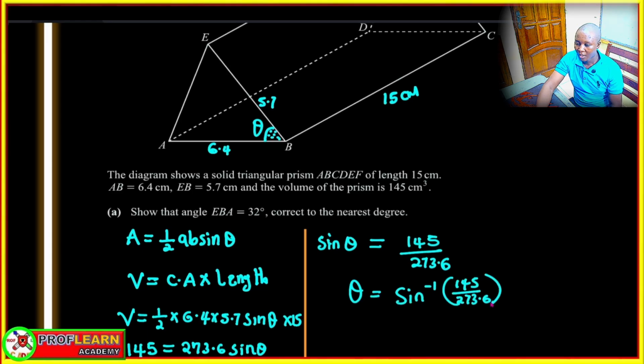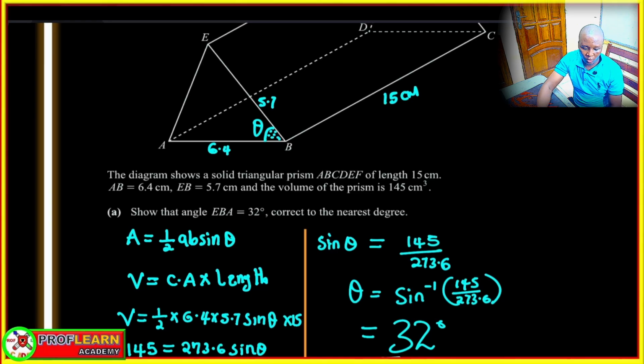Then we can find theta by finding the sine inverse of whatever we have at this given point. So the first thing that you are to remember is that cross-section area times length is going to give you volume. And the way to get the cross-section area of this triangle ABE is to find area is equal to a half AB sine theta. Now, if we work out this angle, basically this angle is going to be around 32 degrees.